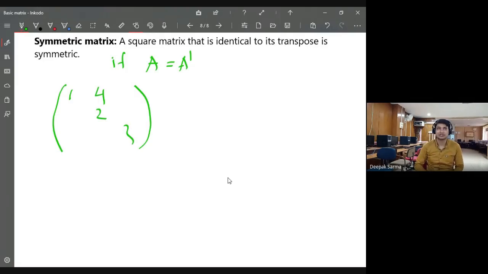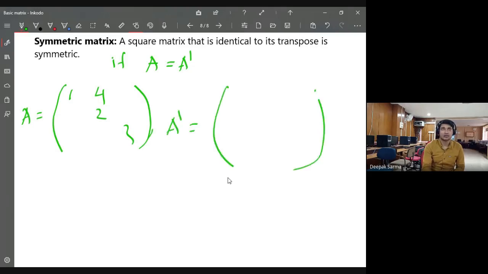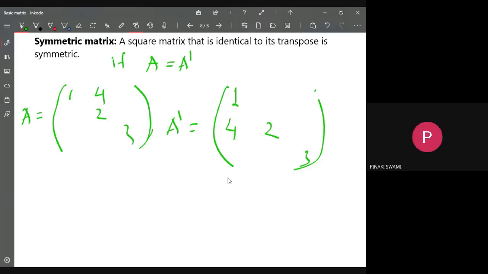I have 4 in the 1, 2 position, and suppose this one is A, and if I take A transpose, what will happen? The diagonal entry 1 in the 1, 1 position is again 1, 1 after changing positions. 2 in the 2, 2 position is again 2, 2, and 3, 3 likewise. But here, this one is 4 in position 1, 2, and it will move to the 2, 1 position. So 4 will move here. Got it? Clear? Yes, sir.